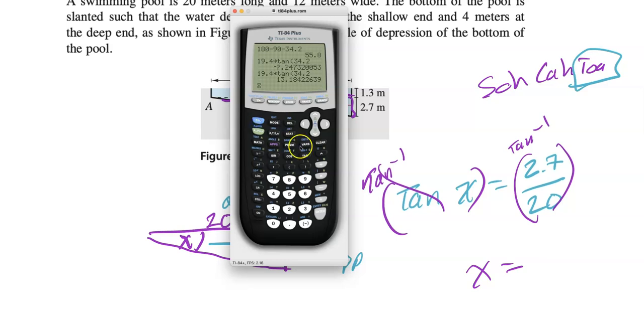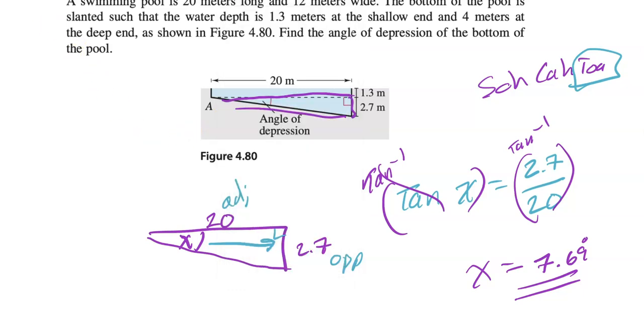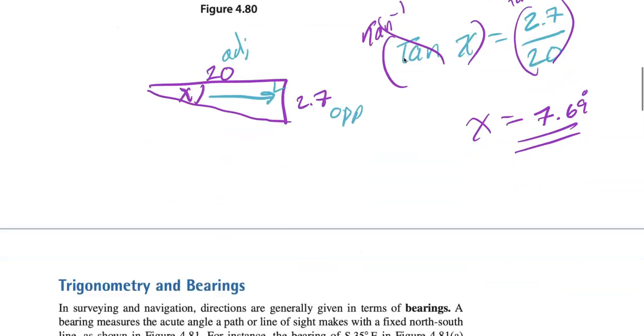So second tan of 2.7, I want to show you this one, over 20. I'm still in degrees, so you get a nice degree answer of 7.69 degrees. So that's the angle of depression for this triangle, for this swimming pool. Keep in mind that's in degrees. You can also answer in radians because they didn't really specify which one they wanted.